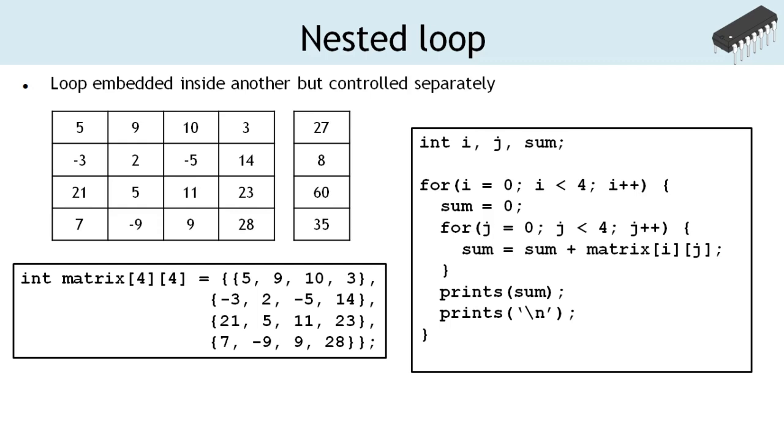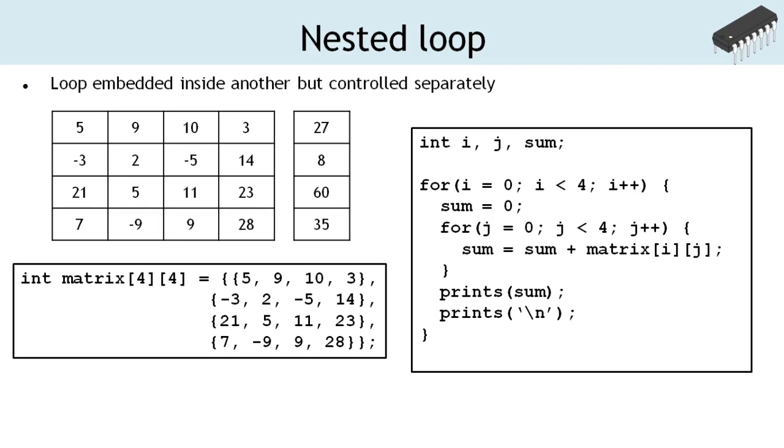At the end of the execution of the inner loop, the sum of all the numbers in the first row is calculated and is stored in the variable sum, which is printed on the user's console with the help of printf function call. Then the newline character is printed so that each sum is printed in a fresh line.